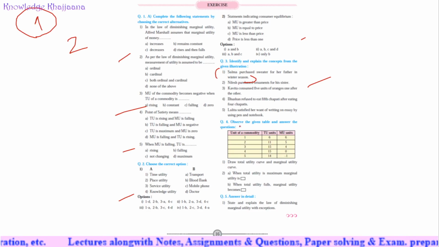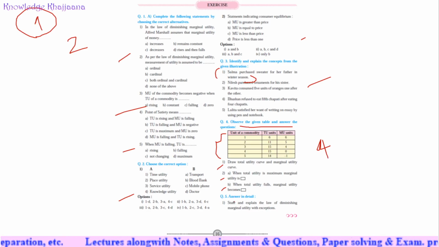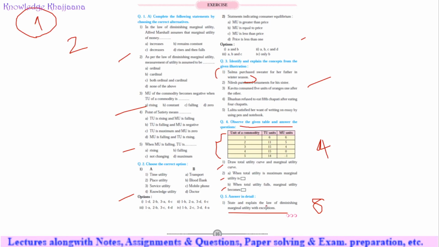Question number 4: observe the given table and answer the questions. This kind of question was not given in lesson number 1, because we have to read this table properly and answer these questions. This is asked for 4 marks. Next, answer in detail, asked for 8 marks: state and explain the law of diminishing marginal utility with exceptions. So we have to define the law, explain it with marginal utility and exceptions. I hope you solve this exercise in the Ganesh Chaturthi vacation.